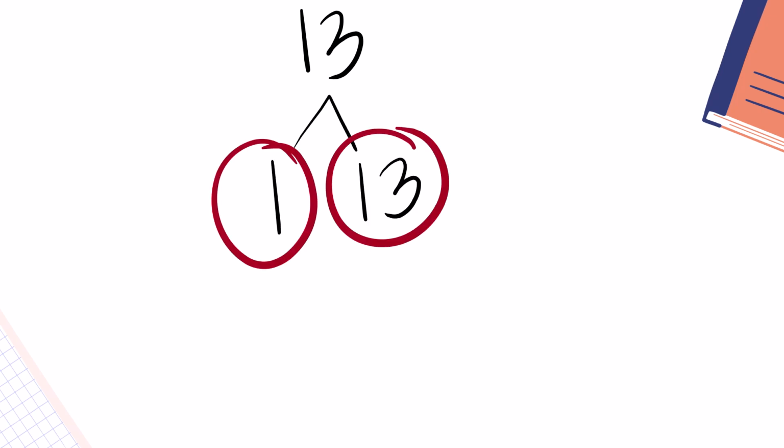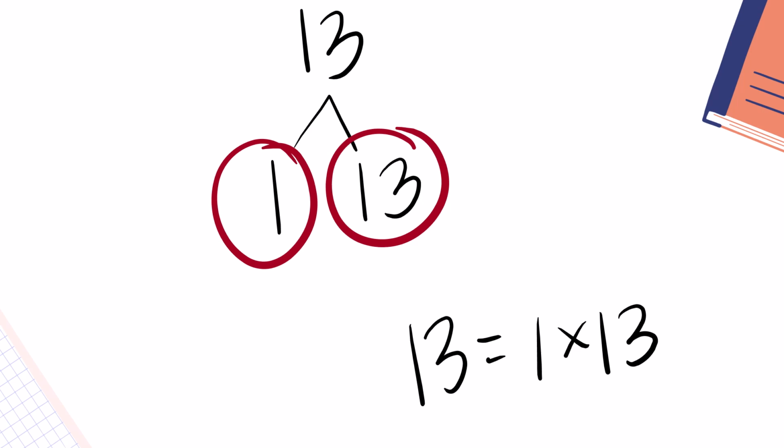For 13, 13 is prime. It can only be written as 1 times 13. So its prime factorization would be 1 times 13.